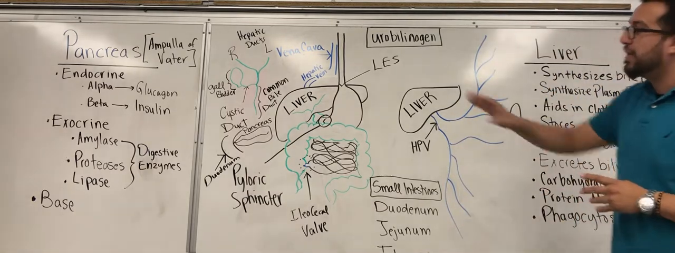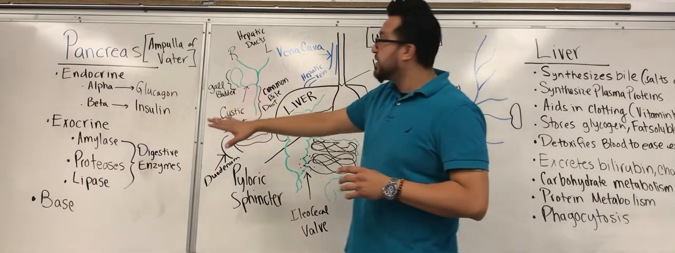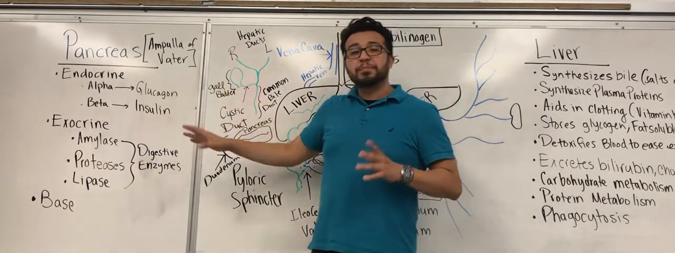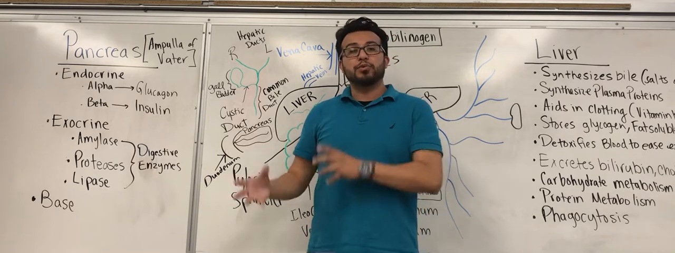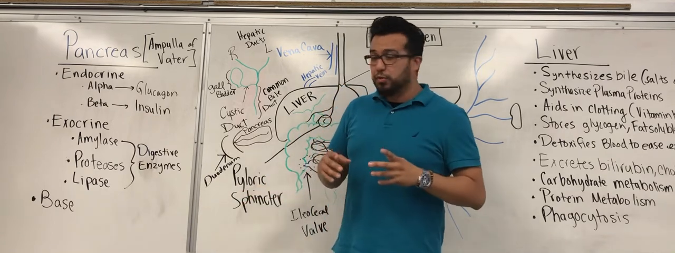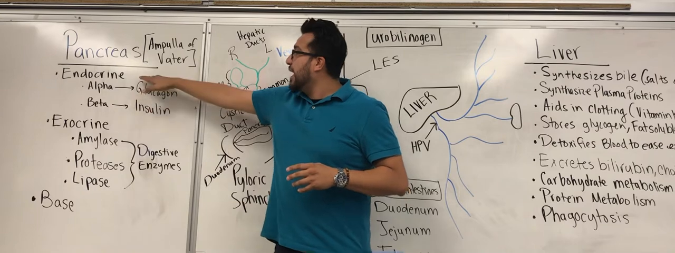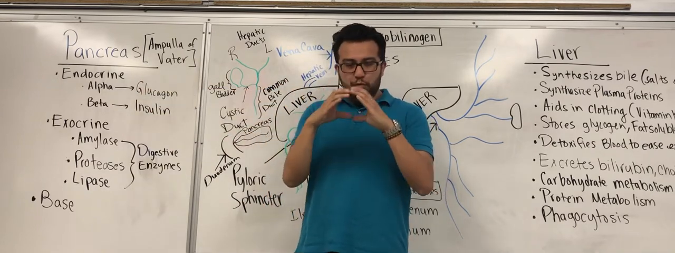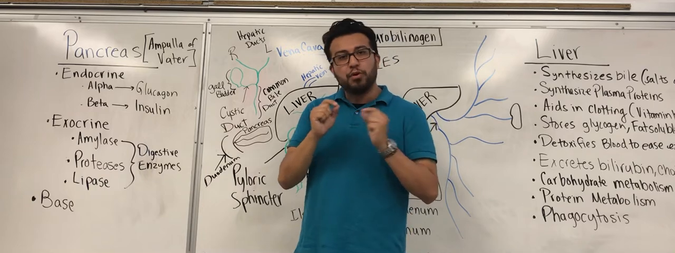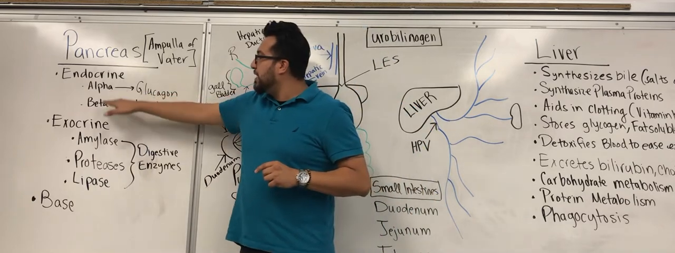Let's focus for a little bit on the continuation of the pancreas. The pancreas is very important because it performs two functions, both endocrine, which is hormones, and exocrine function. So let me explain both of those real quick. The pancreas has an endocrine function. It's got something called the islets of Langerhans, a network of cells that produce specific hormones. And we're talking about alpha and beta cells.